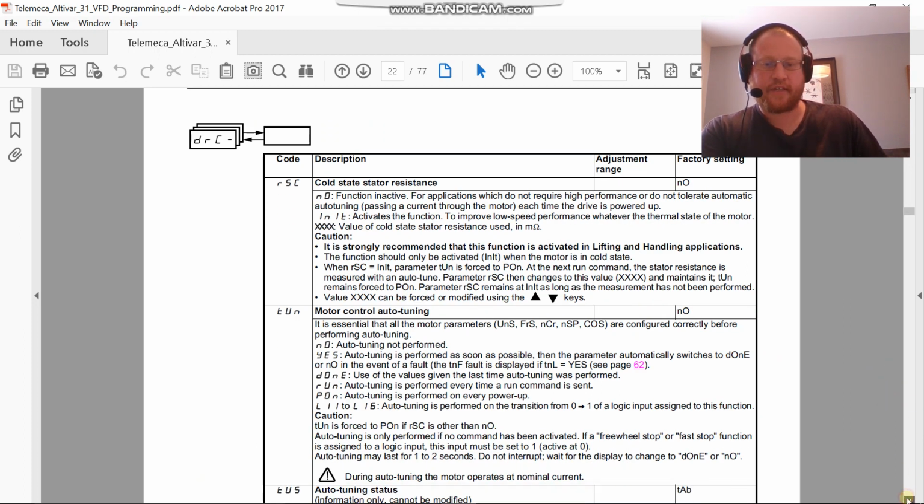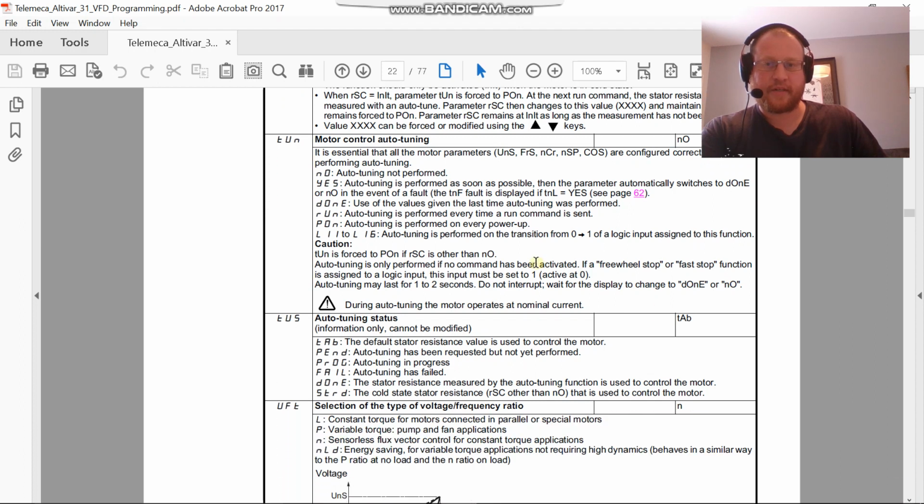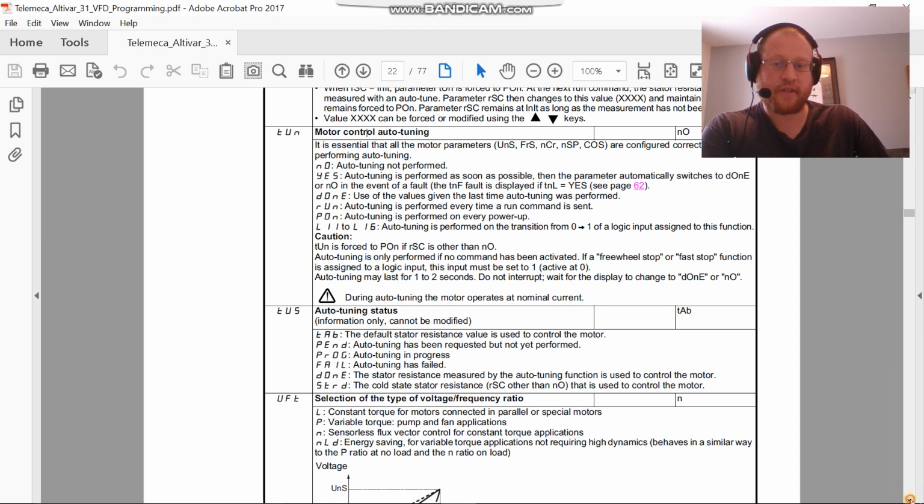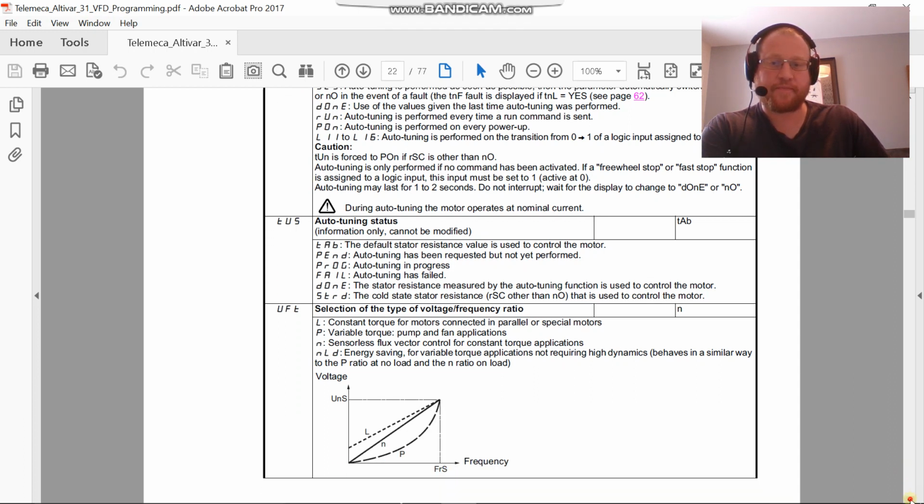Now, auto tuning, we talked about a little bit in the beginning, and essentially this is a process where the drive sends an electrical signal to the motor, analyzes the current that gets drawn and how it gets drawn coming back, and then determines the electrical characteristics of that motor itself. So this can be another way to get very accurate control and consistent control of the motor.